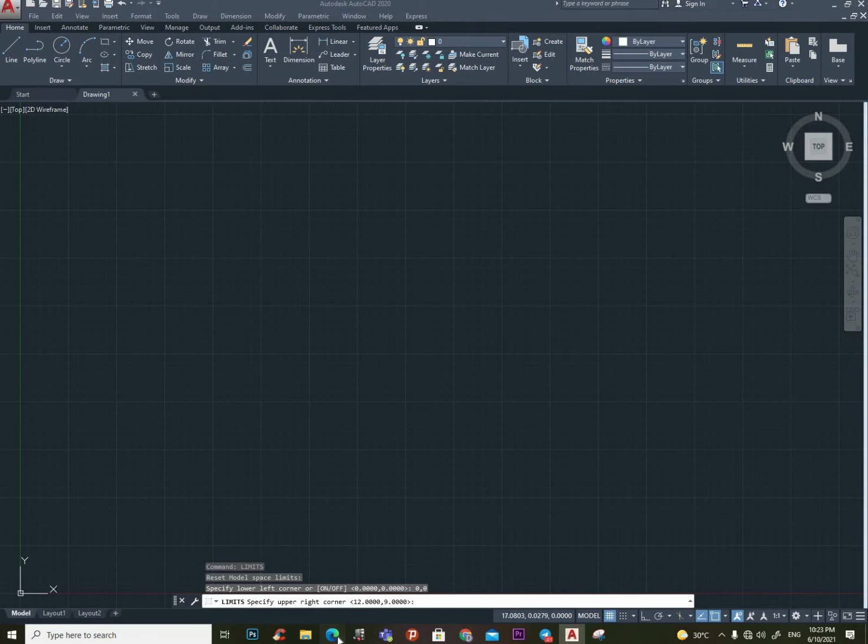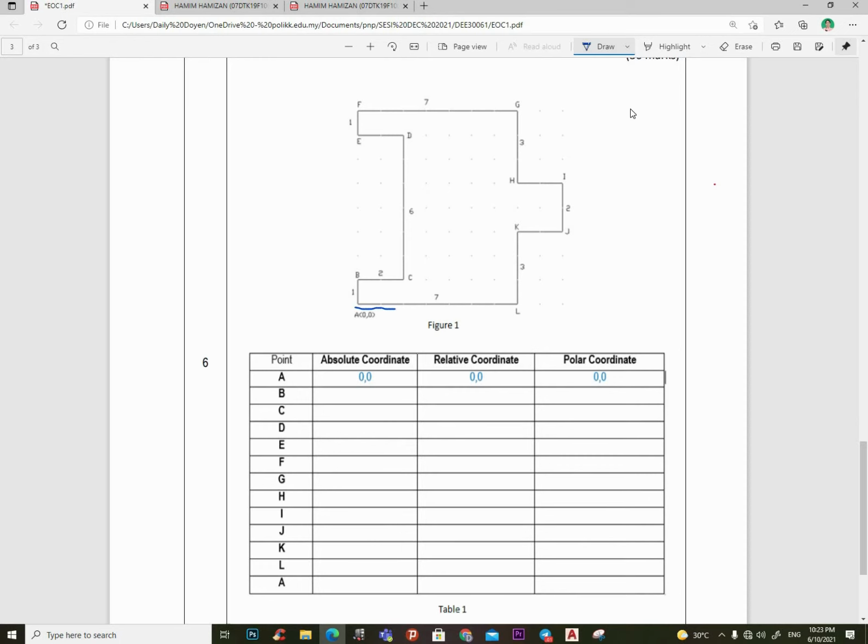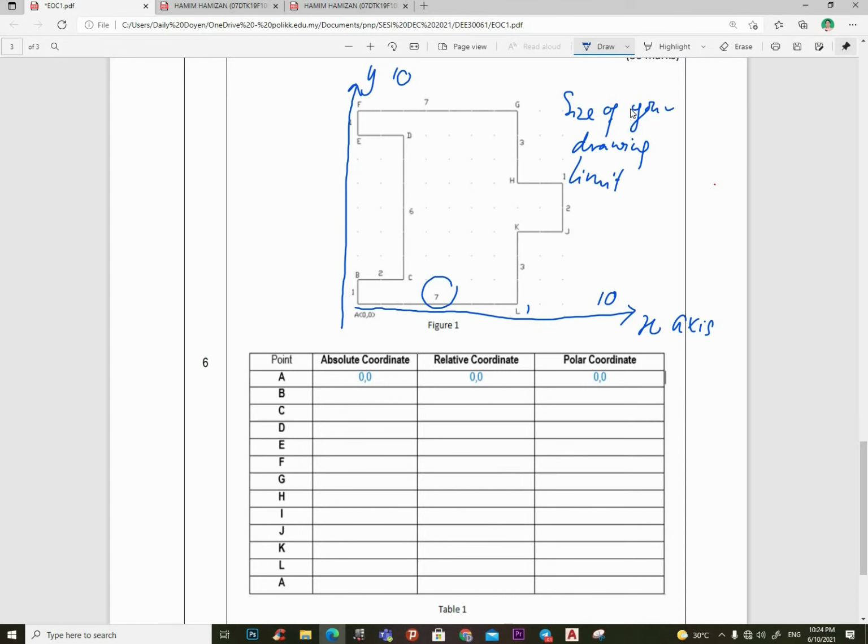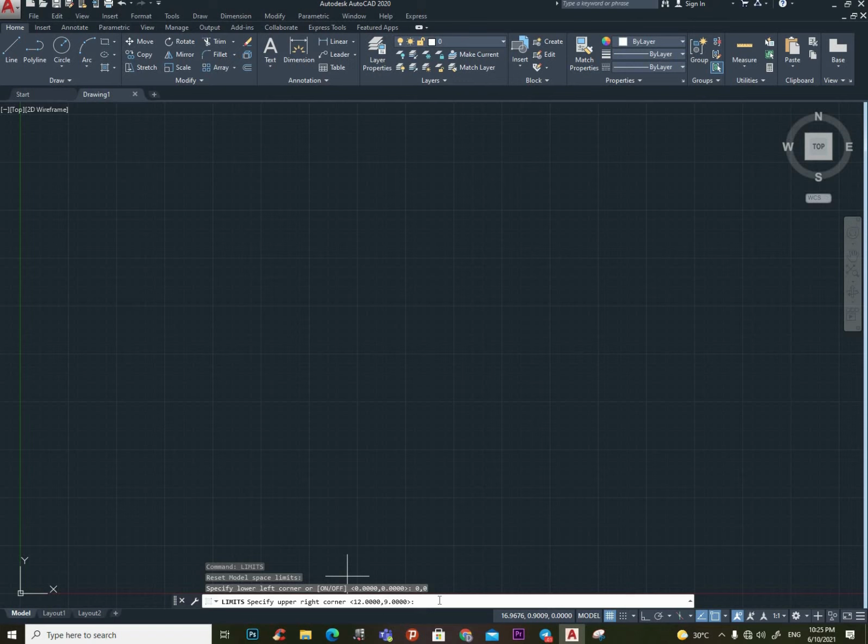For example, I'm going to draw this object. Look at the length of x-axis. Given the value is 7, so each grid equals to 1. You can specify the length of x-axis 10, and for y-axis you can estimate as 10 also. So the size of your drawing limits is equal to 10 times 10. But in AutoCAD you will have to type as 10, 10. Okay, so you write down 10, 10, enter.